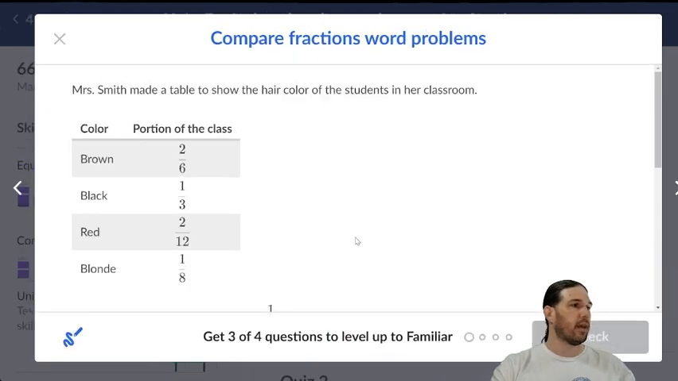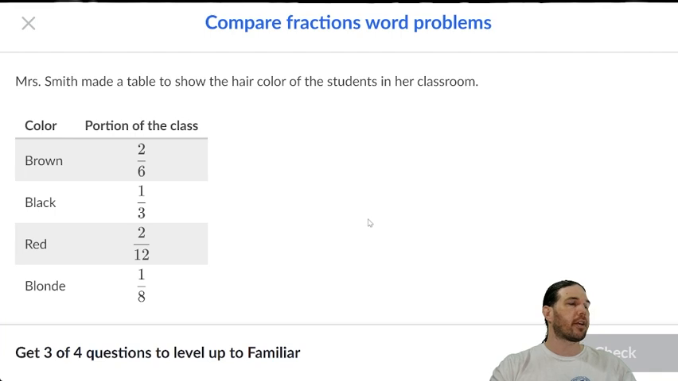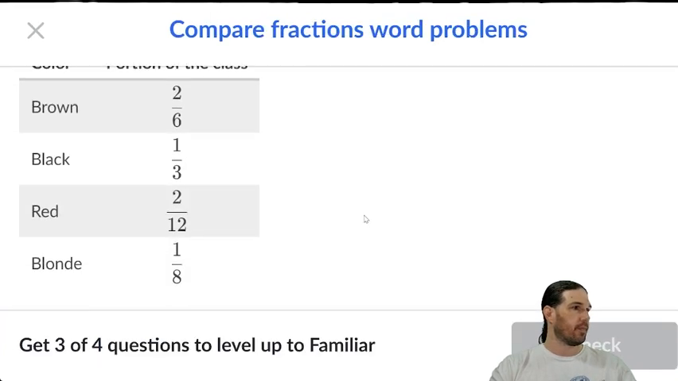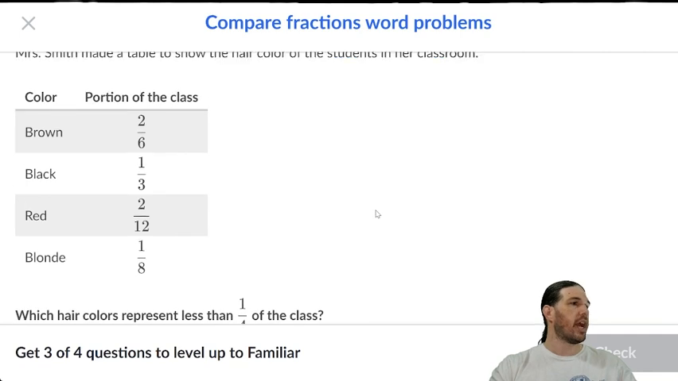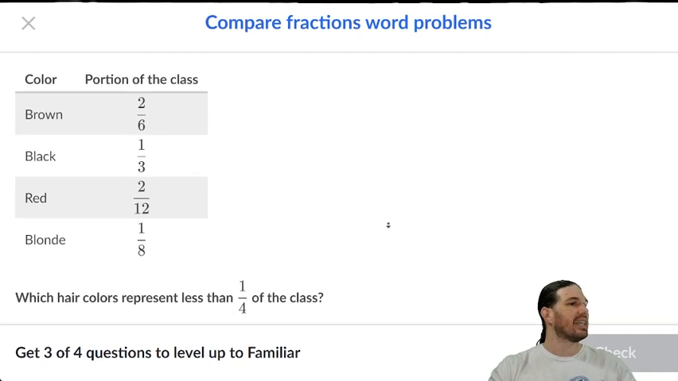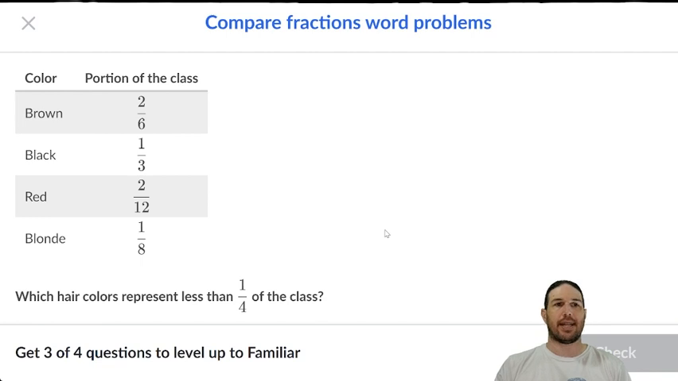Mrs. Smith made a table to show the hair colors of the students in her classroom. Which hair colors represent less than 1/4 of the class? So let's take a look. This is the same kind of thing we've been doing. We just need to take each one and compare it to 1/4.